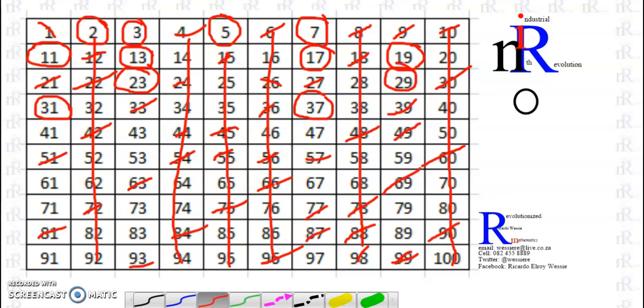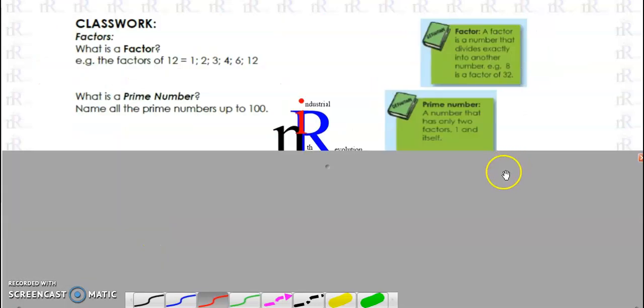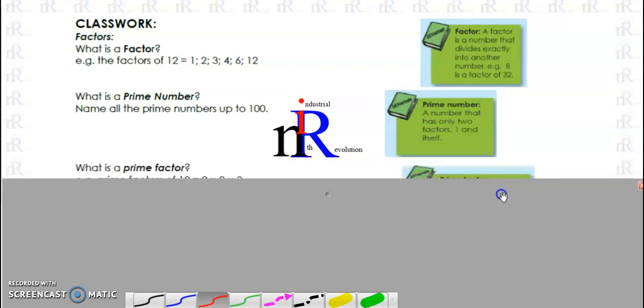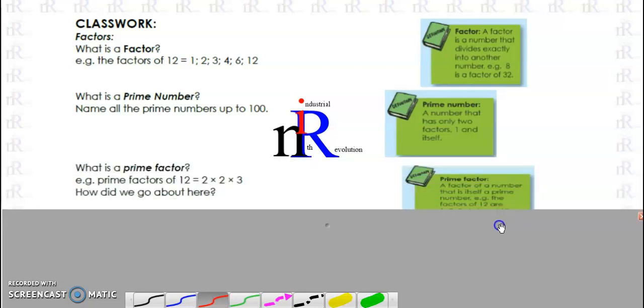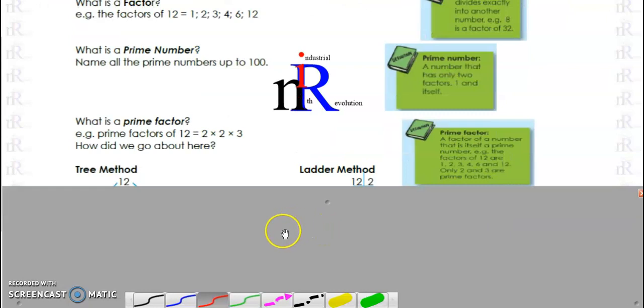Right? Now we know how to identify a prime number. It is a number that has only two factors, 1 and itself. Now what are prime factors? When I am asked to write a number in prime base or in prime factors, I list the prime numbers that must be multiplied to give me the product of that number.